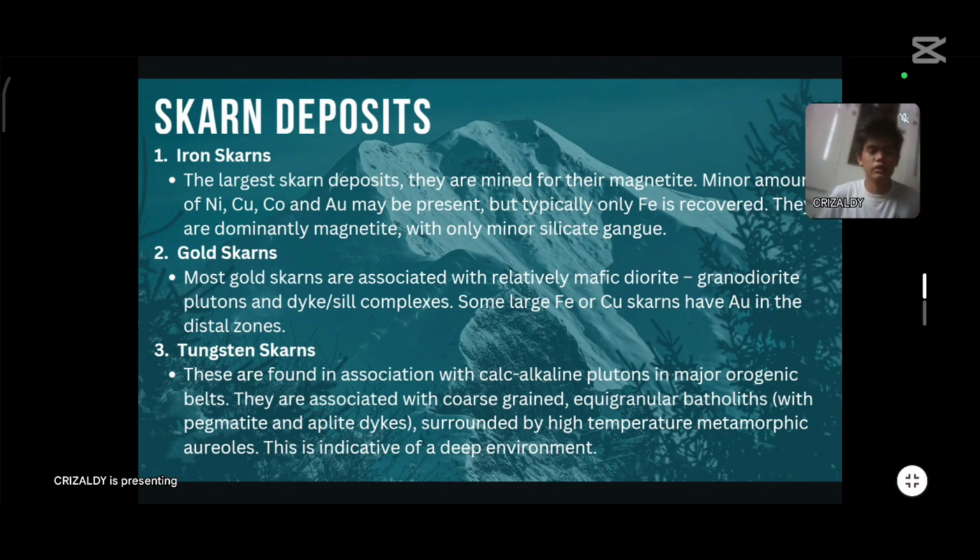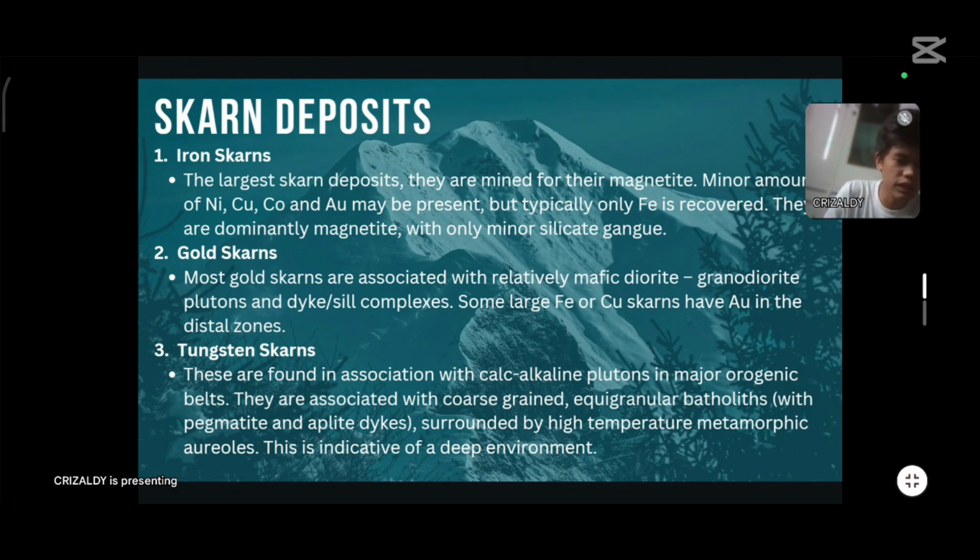And yung mga gangue lang niya ay yung mga silicate. Next, what is the gold skarn? Gold skarn naman is parang nabubuo siya because of the mafic diorite or granodiorite pluton and dike or sill complex. And some iron and copper skarn have also a gold in the distal zone.